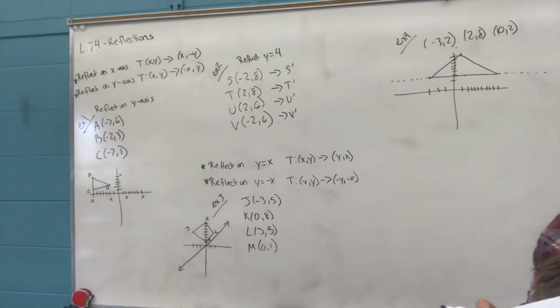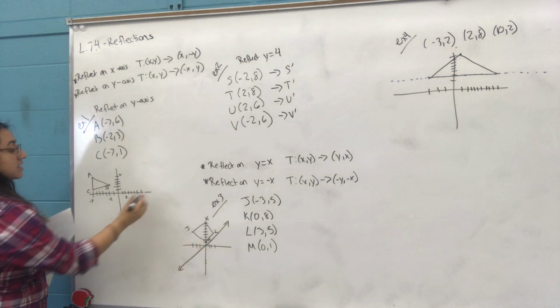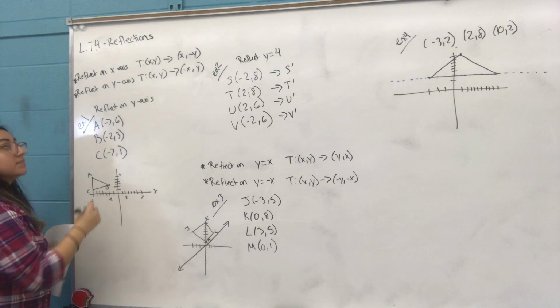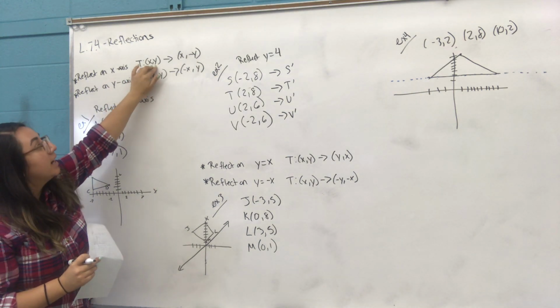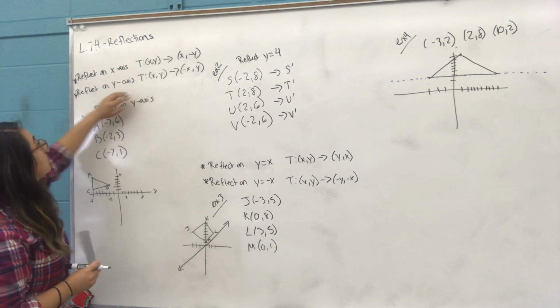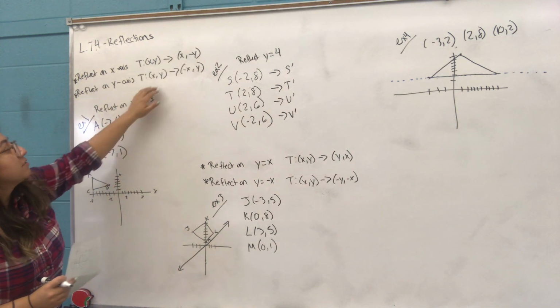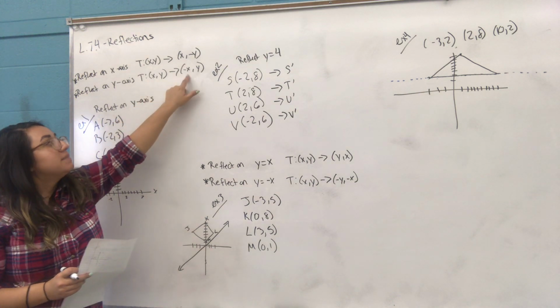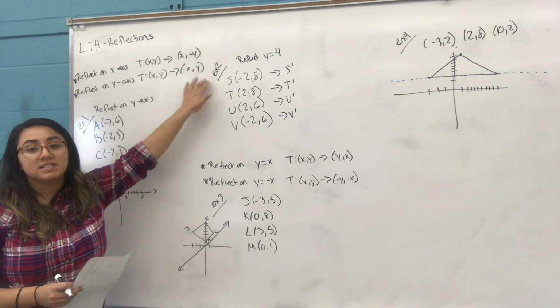Here, a reflection on the x-axis is considered this bottom line here. So if it's a reflection on the x-axis, you have your normal coordinate, x comma y. All you do is change the y to be a negative. If it's a reflection on the y-axis, so it's a line up here, you have your regular set of coordinates. All you do is make x a negative, or just opposite signs for the x, but y stays the same.